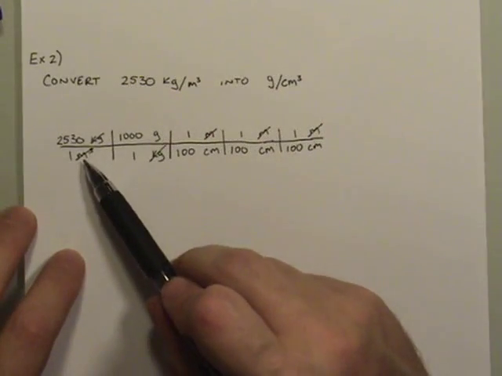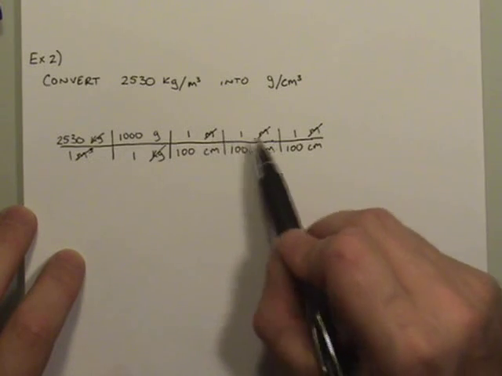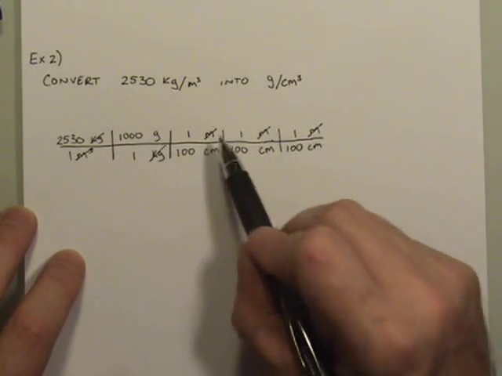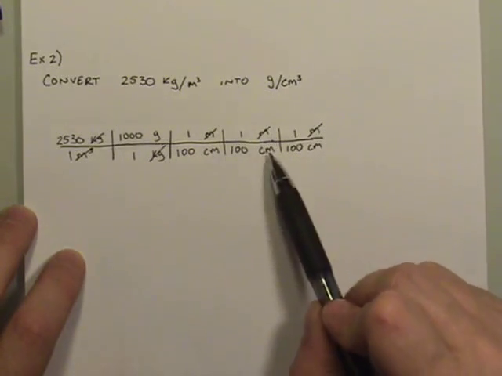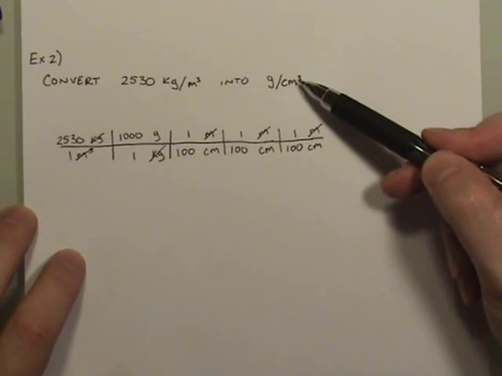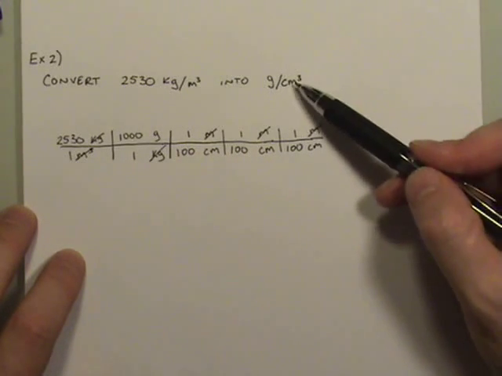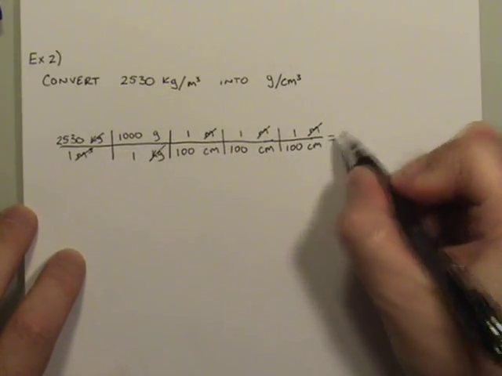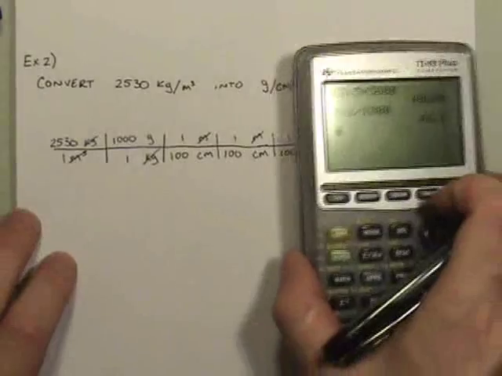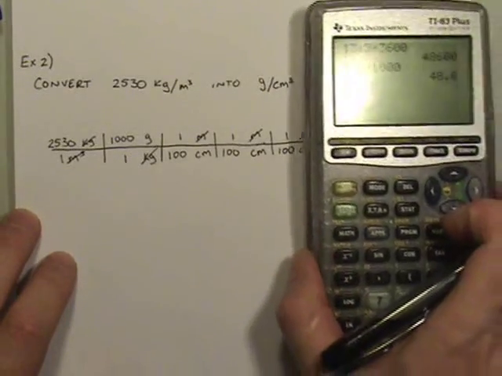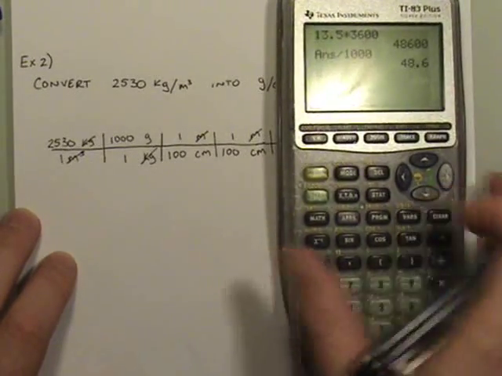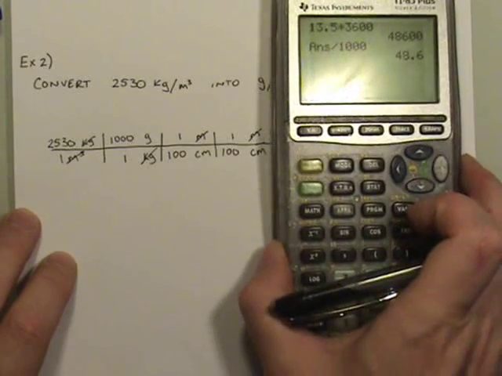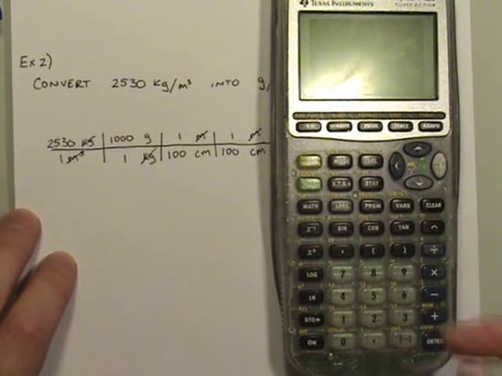Now I see I have 3 units of meters on the bottom, I have 3 units of meters on the top, they all cancel. What I end up with on the bottom is 3 units of centimeters, which is perfect. That's exactly what I wanted. I wanted centimeters cubed. So if I make my calculation now, I should end up with the correct answer. And let's look carefully at how we're going to plug that into the calculator. Let me remind you that it's a little tricky. You've got to be careful about how you plug that into the calculator.